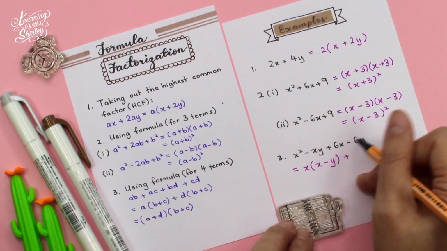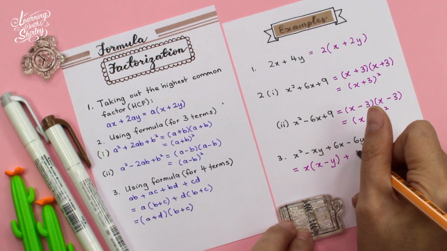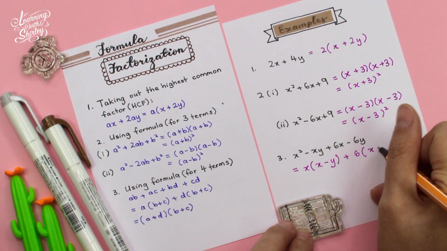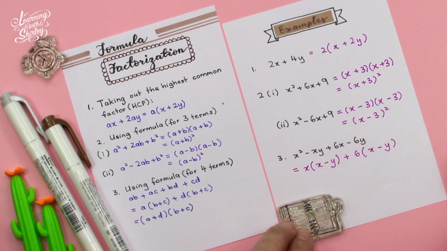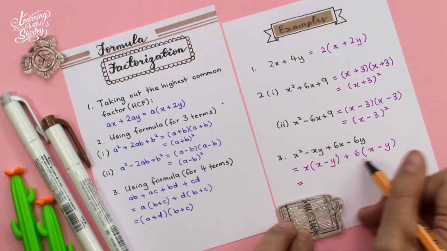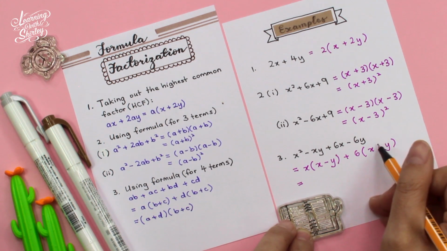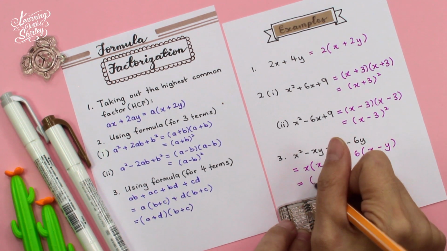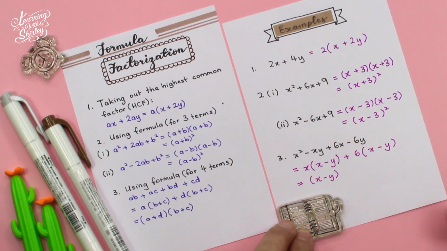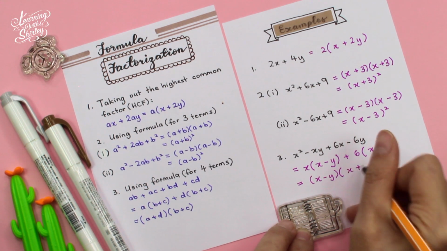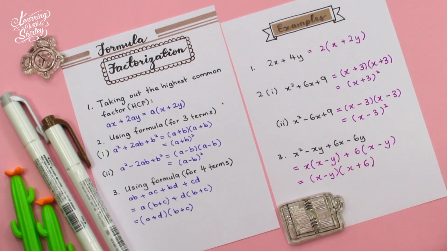The HCF for the third and the fourth term is 6. So we take out the 6, bracket, x minus y. Okay, so let's look at these 2 terms. What is the similarity? x minus y and x minus y, right? So we can take out the x minus y, and then in another bracket will be x plus 6. Okay, so that's the answer.